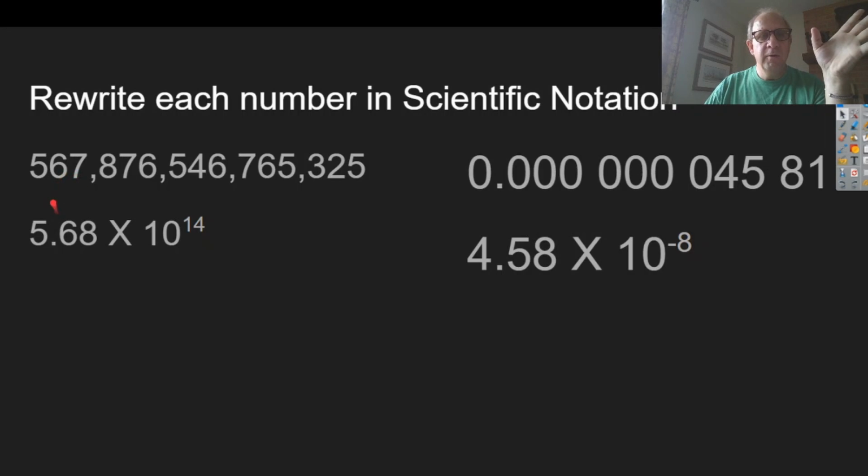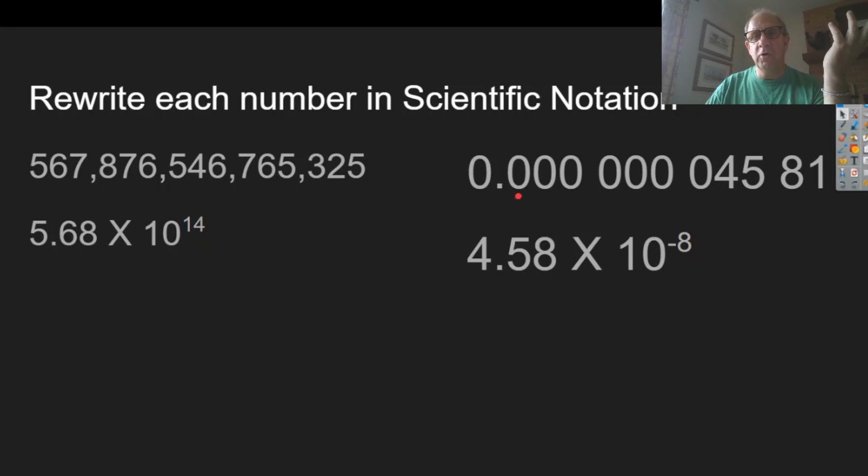So for this number, I'm going to grab 5.67. And now you're saying, wait, Mr. Murphy, that's a 7, not an 8. Well, this is an 8. This is a number that's 5 or bigger. So I'm going to round this up to 8. So 5.68 times 10 to the 14th power is the scientific notation for this number.